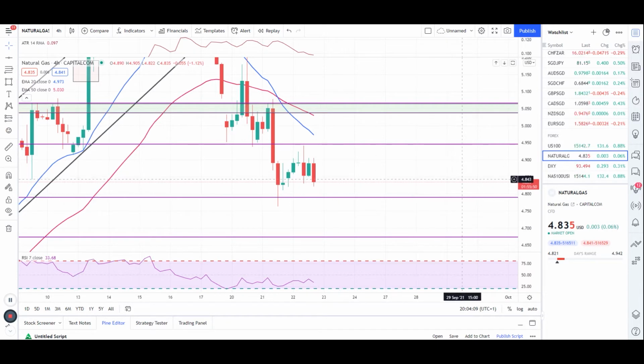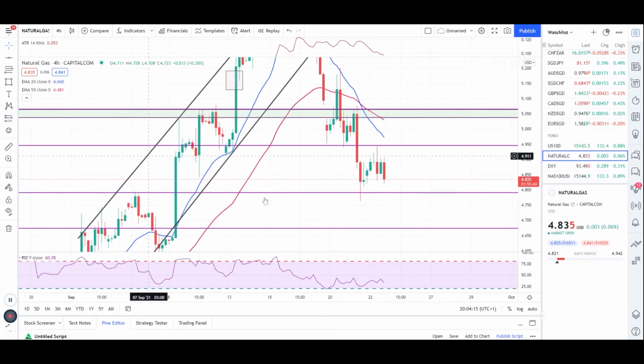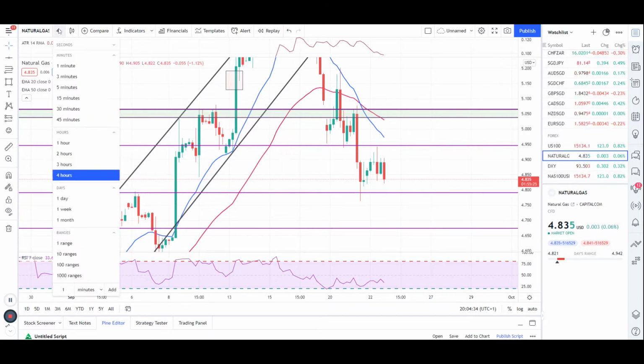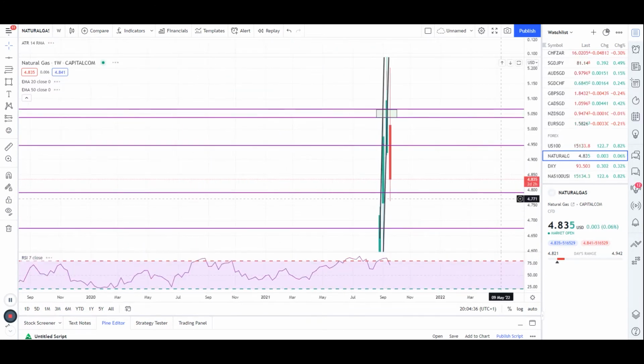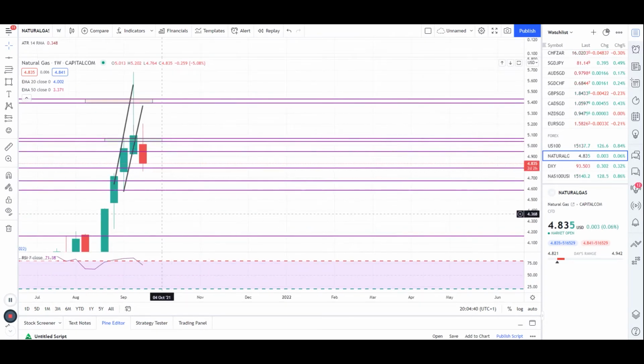Right now we are here in this zone, and right here is this level, which is 4.789. It's a major level of support, which was previously a major level of resistance, and it was also a weekly level of resistance, a very strong level. Let me show you quickly. Here we are on a weekly time frame. Right now the market is here.